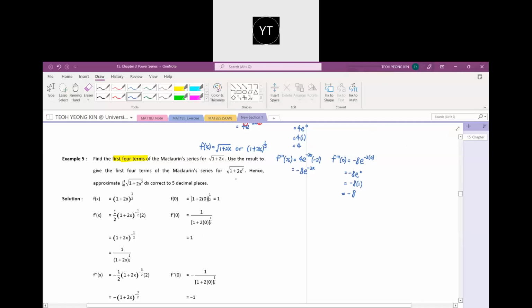The square root of 1 plus 2x squared. So the difference here is now we have 2x squared. Hence, approximate this function from 0 to 1, correct to 5 decimal places.